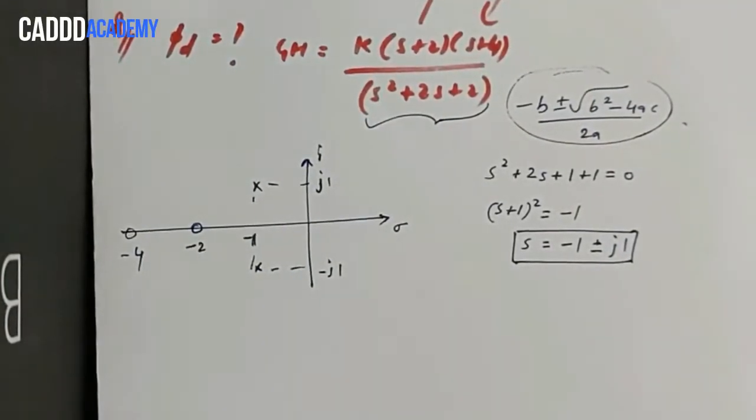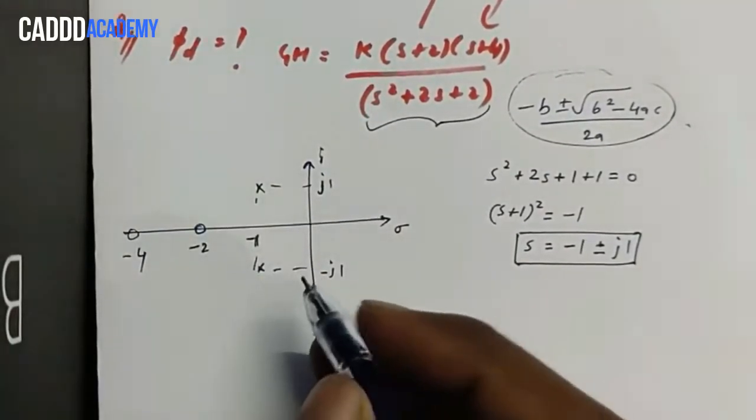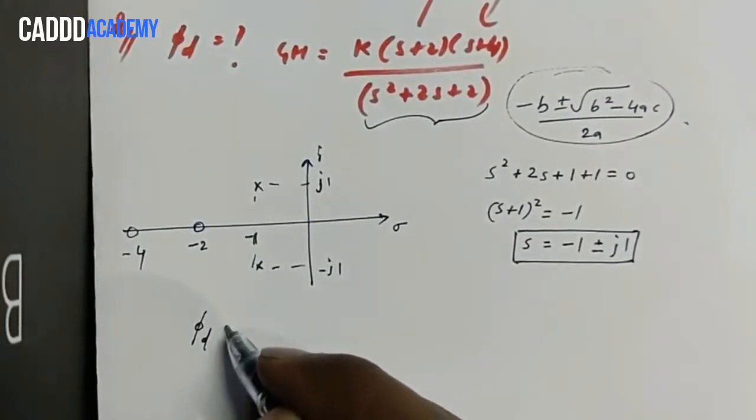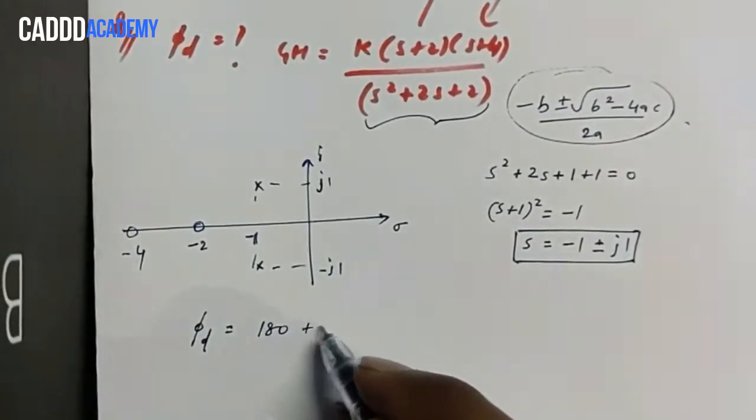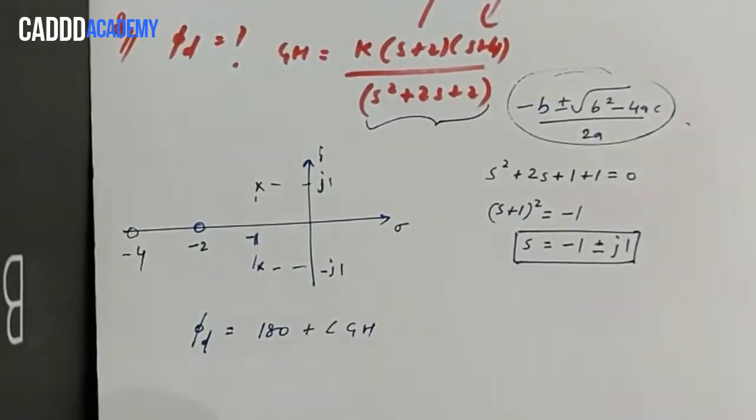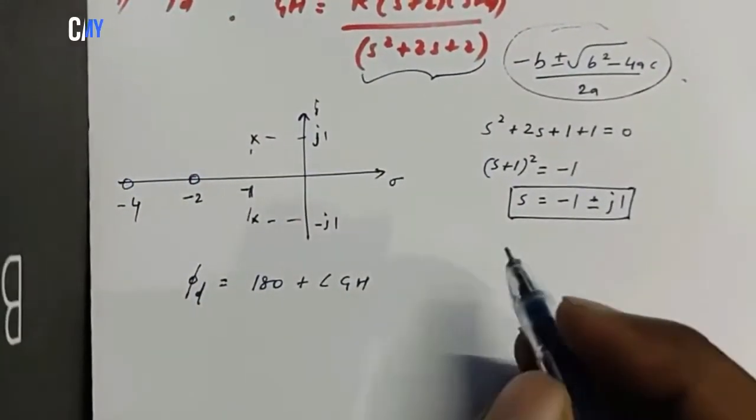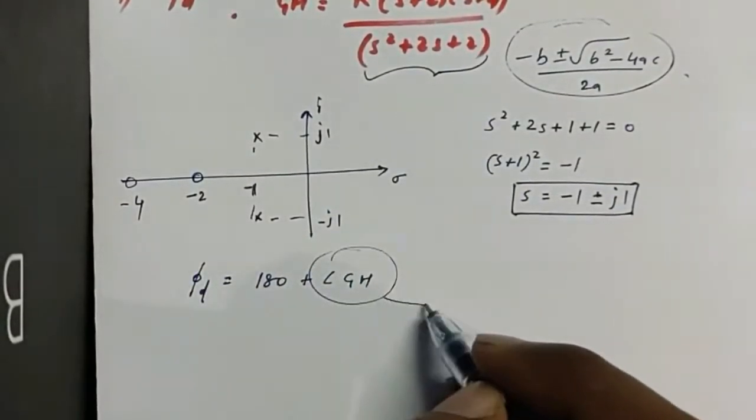What we will do now is, we know the formula of angle of departure is 180 degrees plus angle of GH. Okay, so we will get this first.